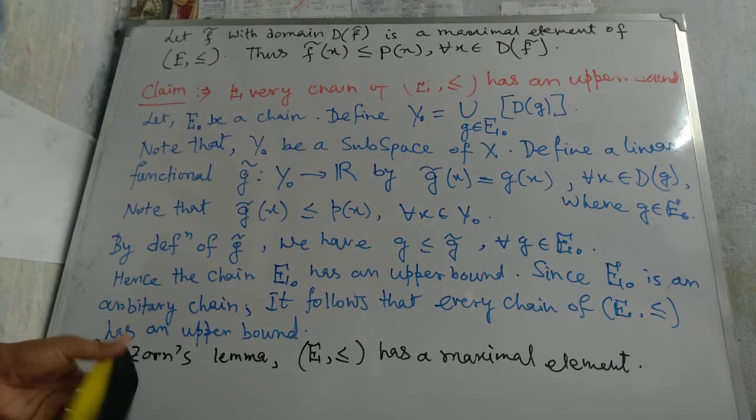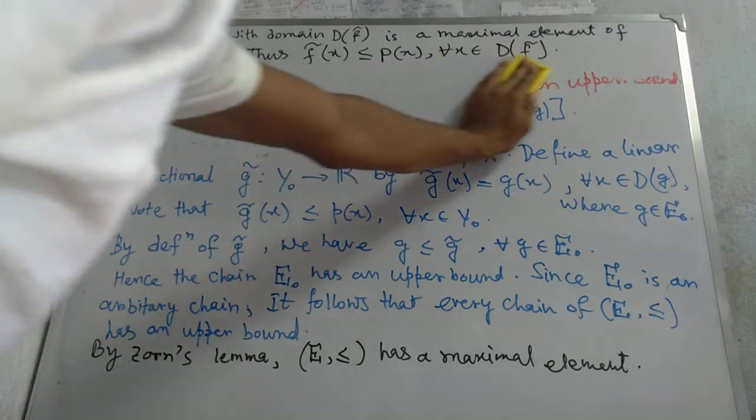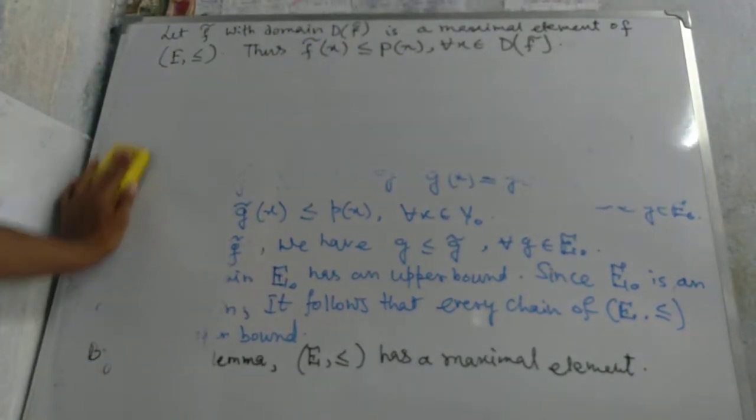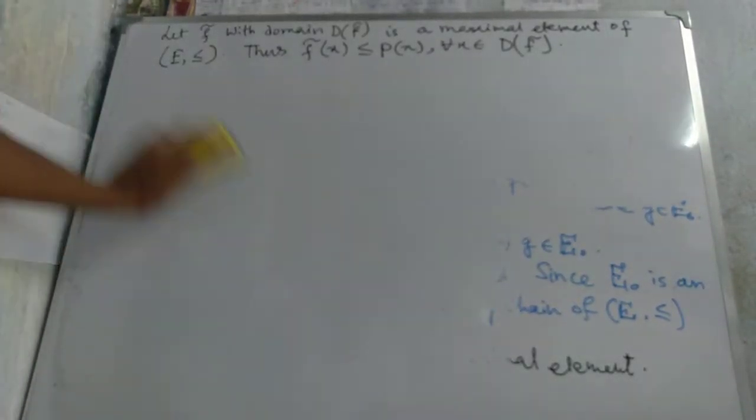Now we are going to further claim that X equals D of f delta. We use this portion and now claim X equals the domain of f delta. Suppose, for contradiction, that X is not equal to D of f delta. Then D of f delta is a proper subset of X.